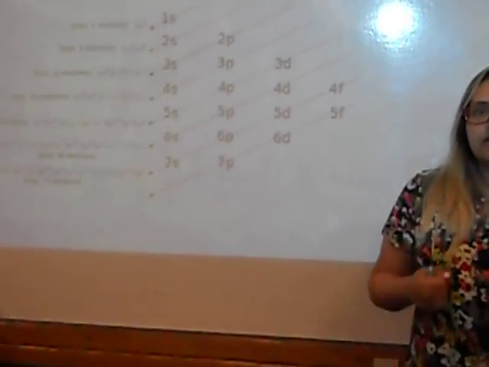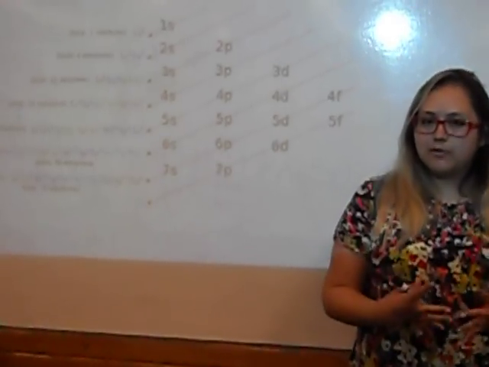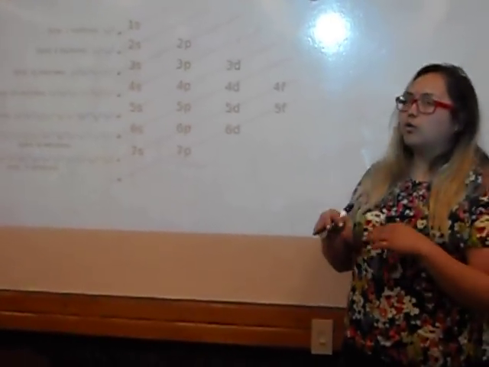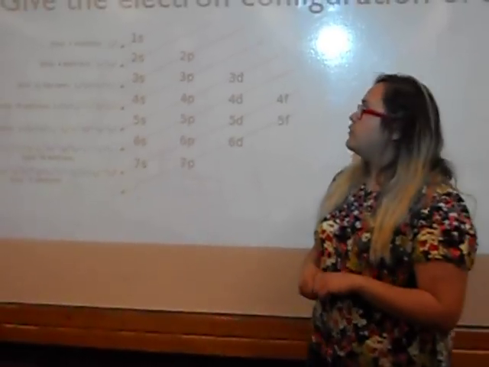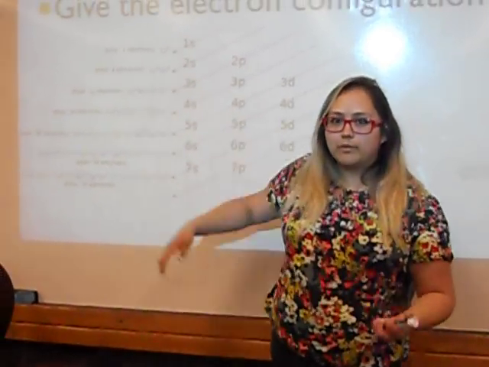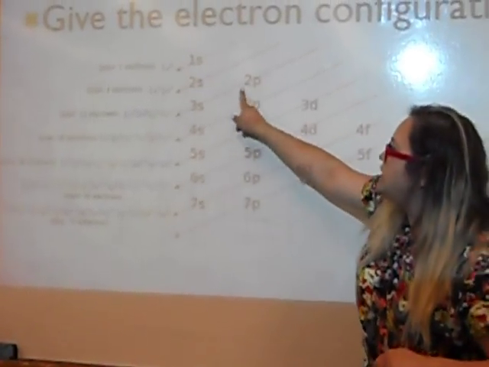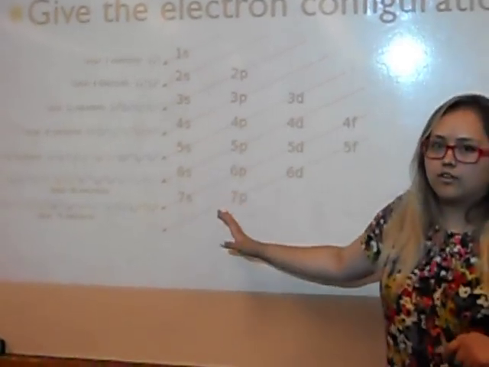So according to, I believe, the Aufbau principle, we want to occupy electrons at the lowest energy. So our lowest energy orbital is going to be a 1s, and then we're going to go to 2s, 2p, 3s, and so on and so forth.